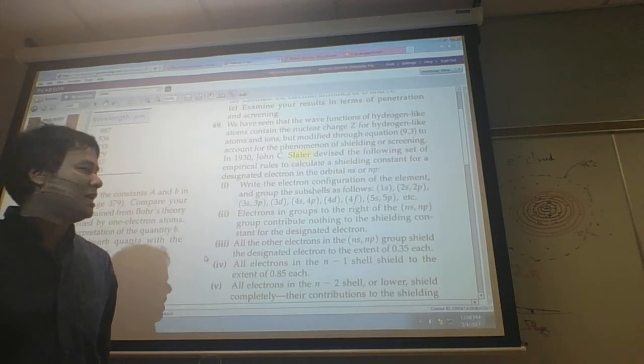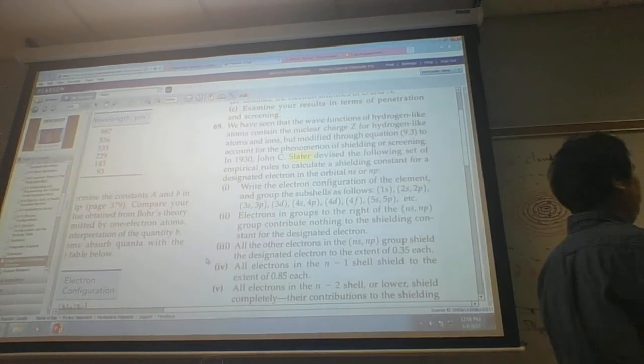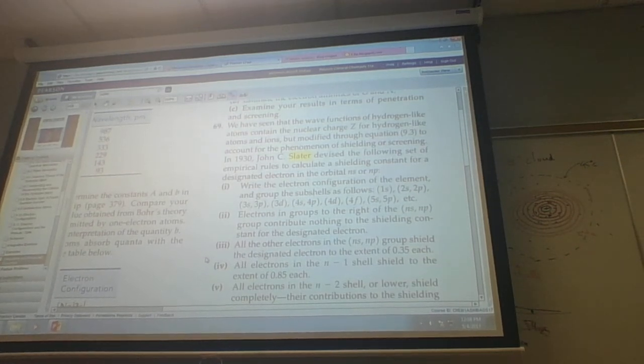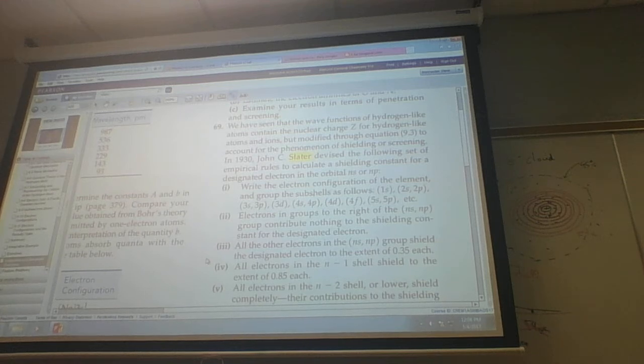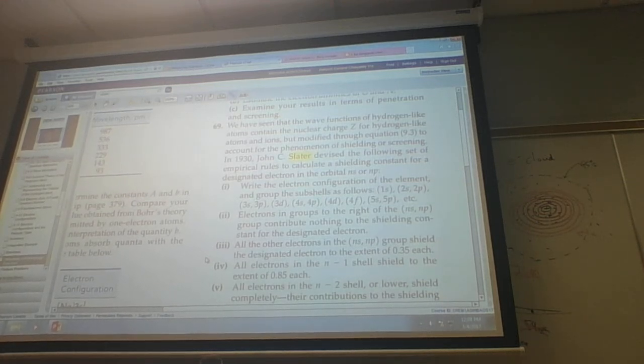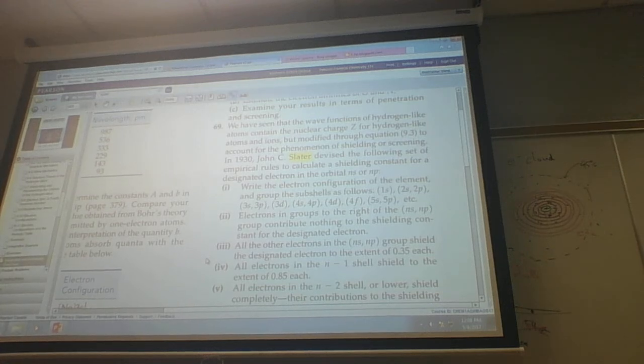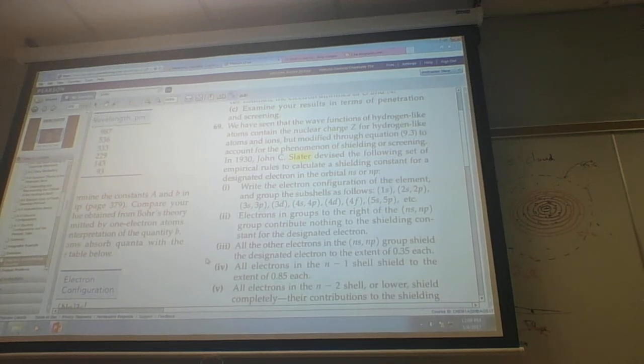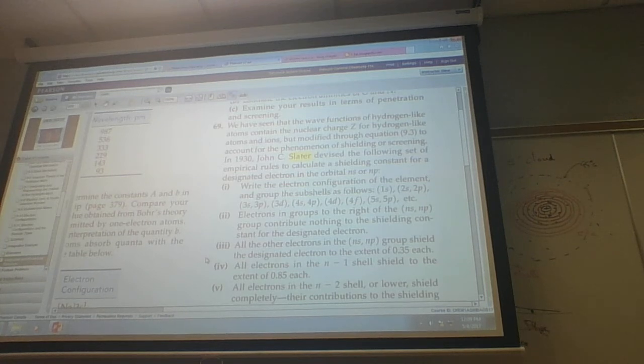Okay, if it's in the same group, then like this. If it's in the same shell, we have to deduct minus 0.35. So this electron is, okay, these three we'll deduct. So these 3 electrons takes us to plus 7. And this electron in the same shell will take us to plus 6.65. You get that? Because it's in the same shell.